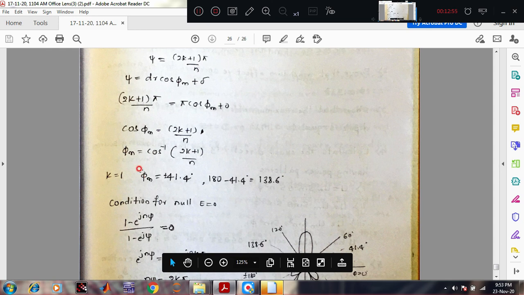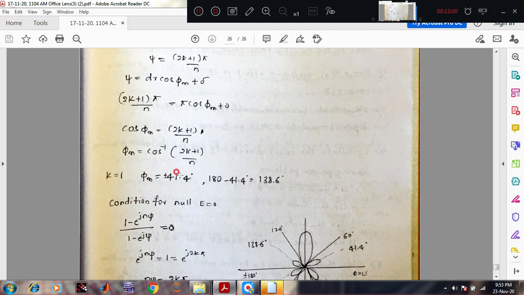K is equal to 1. If I substitute, phi m will be plus or minus 41.4 degrees. So one more angle is what? 180 degree minus 41.4 degrees, which is equal to 138.6, right?